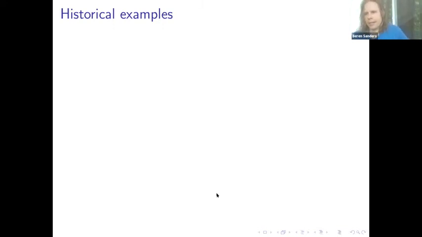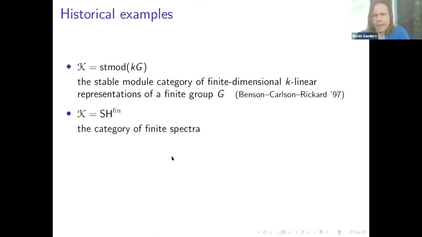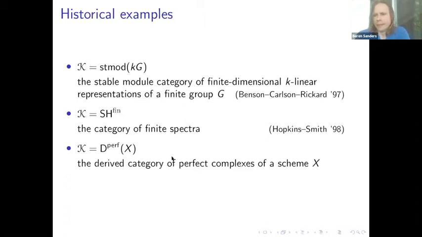So there are three primary historical examples of such classification theorems. The first would be the case of the stable module category of finite dimensional representations of a finite group. The thick tensor ideals of this category were classified by Benson, Carlson, and Rickard. As another example, we could take the stable homotopy category of finite spectra in algebraic topology. The thick tensor ideals of this category were classified by Hopkins and Smith. And as a third example, you could take the derived category of perfect complexes of a scheme. The thick tensor ideals of this category were classified by Thomason.